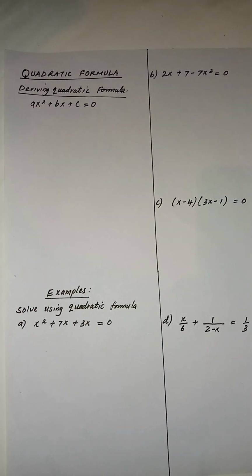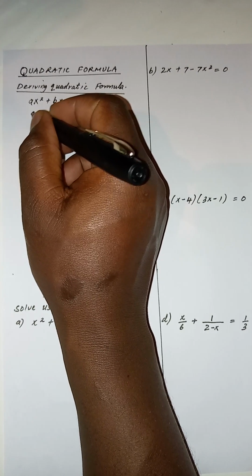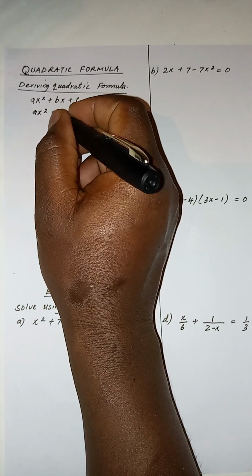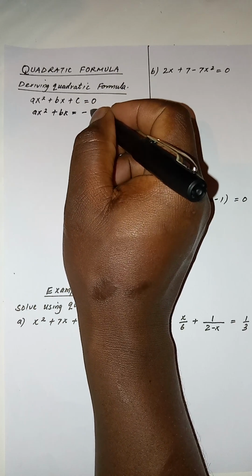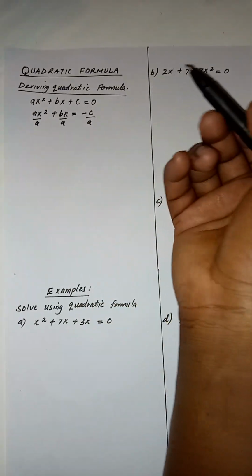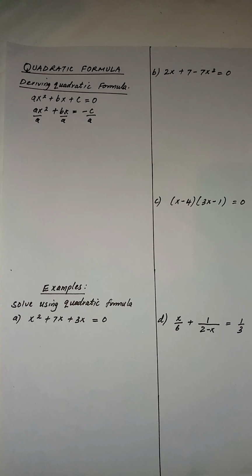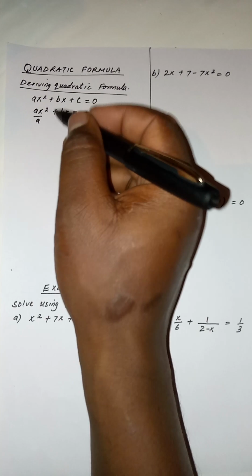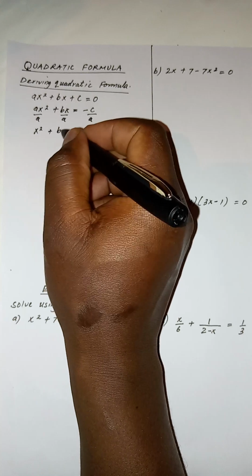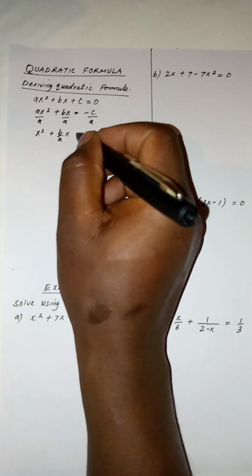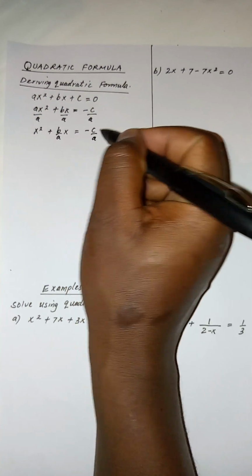We can start by taking c to the other side of the equation. Ax squared plus bx is equal to minus c. Then we divide by a, divide by a, divide by a. So this gives us x squared plus b all over a x is equal to minus c all over a.